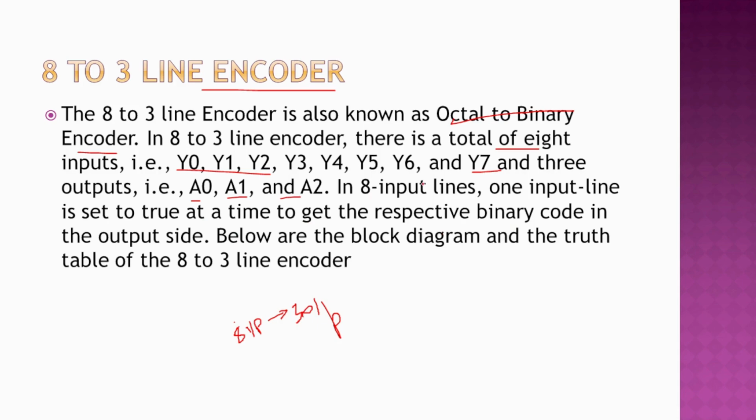The same procedure is followed in the 8 input, 3 line encoder. One input line is set to true at a time to get the respective binary code on the output side. It means if you have 8 inputs, each time you need to give only one input as a high value and the remaining 7 will be low, that is, 0, to get an output.